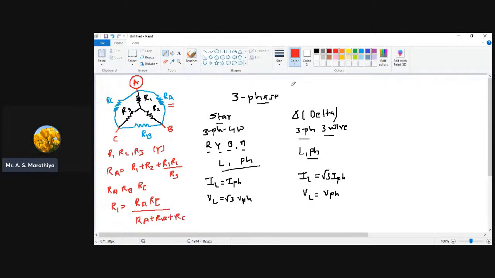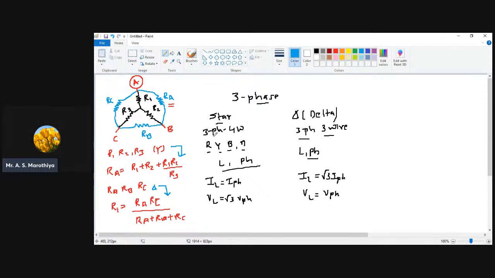So in this way we have the flexibility to convert star into its equivalent delta, or delta into its equivalent star configuration. So these points we discussed in the last lecture, and finally we also concluded how to draw the phasor diagram for a three-phase circuit.